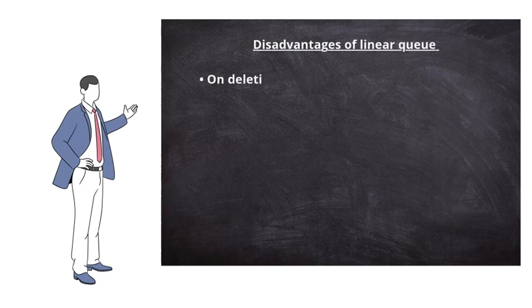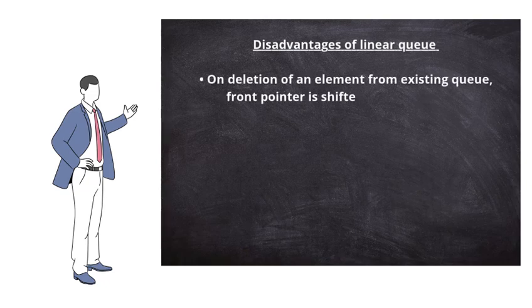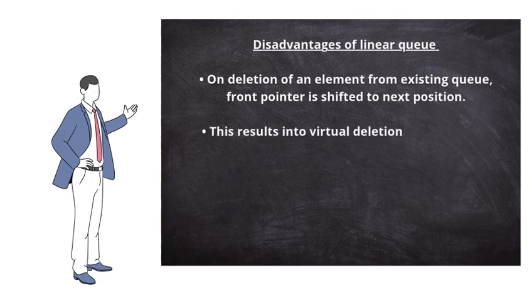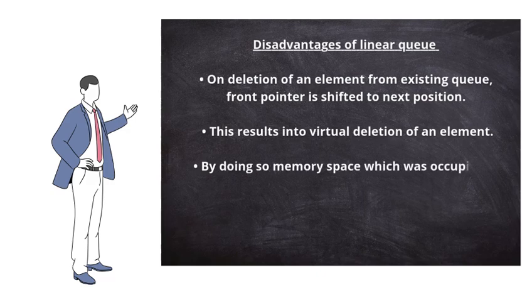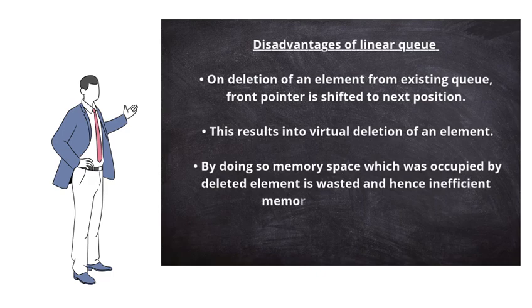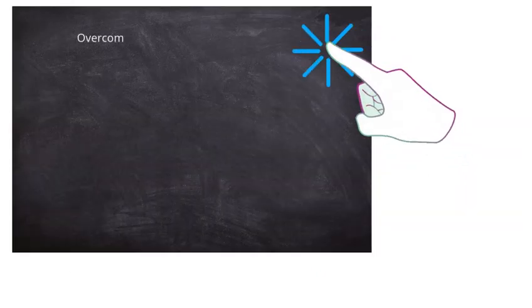Disadvantages of linear Q. On deletion of an element from existing Q, front pointer is shifted to next position. This results into virtual deletion of an element. By doing so, memory space, which was occupied by the deleted element, is wasted. Hence, inefficient memory utilization occurs.